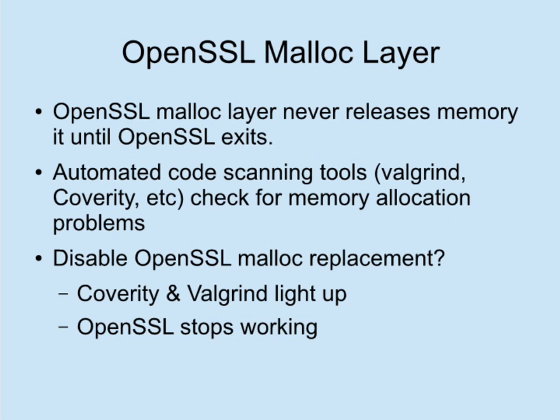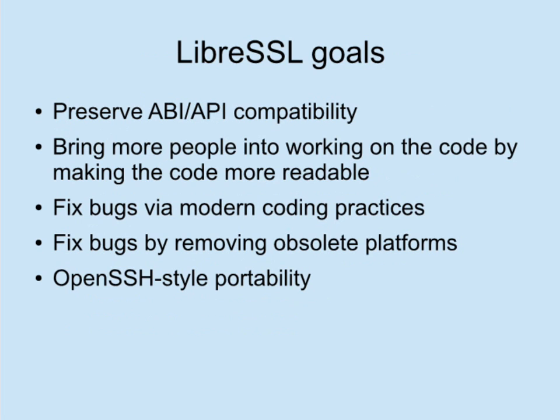This is fine. But inside OpenSSL, it would ask for memory from the allocated pool. It would then free memory back to this pool. And this is a classic security problem. If you disable OpenSSL's malloc layer, a couple things happen. All of these code analysis tools light up screaming, and OpenSSL stops working. This is a problem. Not only is this malloc layer used, it is mandatory. So, this means that OpenSSL is going to have problems until someone sucks it up and tries to fix it.